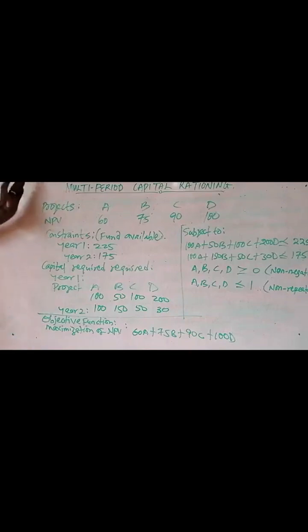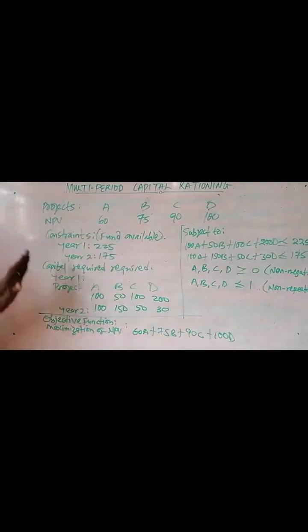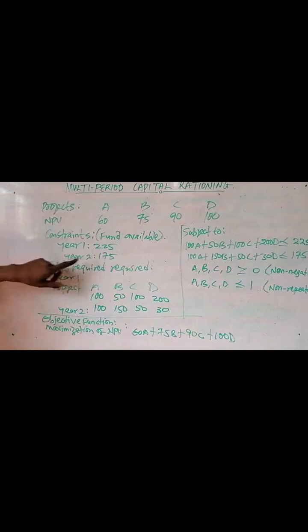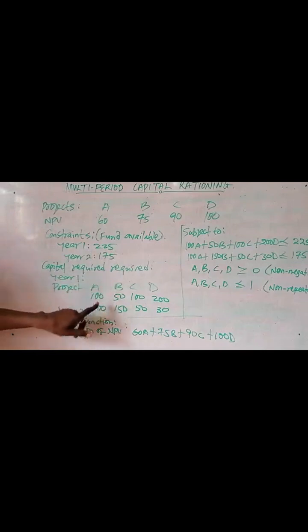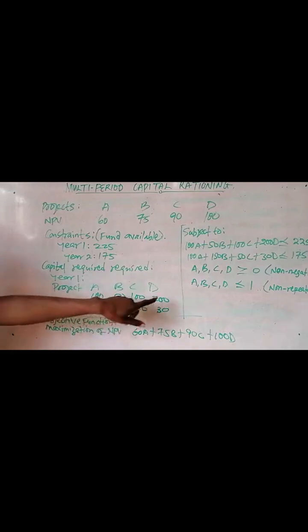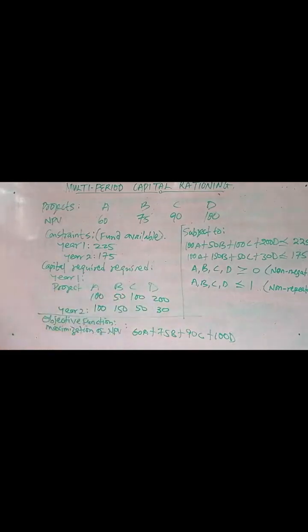So just assume that this is the scenario we are faced with. We have the projects, and these are the NPVs given for the projects. This is the fund available for year 1, this is the fund available for year 2. These are the capital required for each of the projects. For year 1, we have project A 100, project B 50, C 100, and project D 200. For year 2, we have it as well like that.